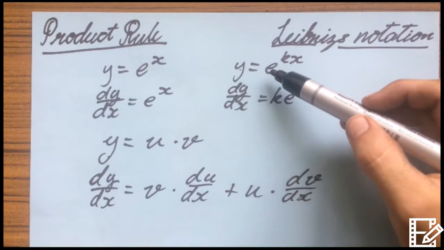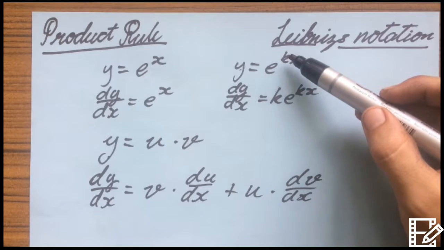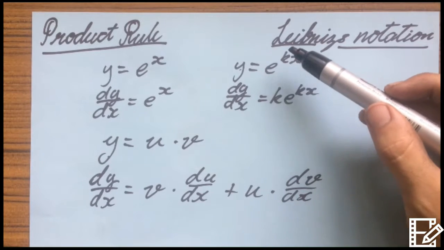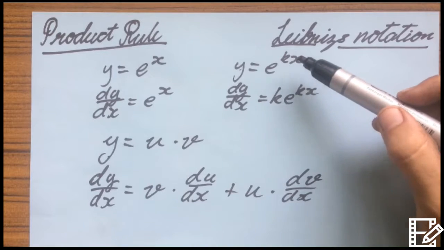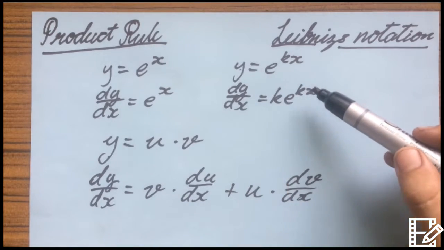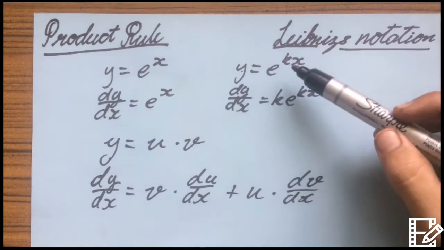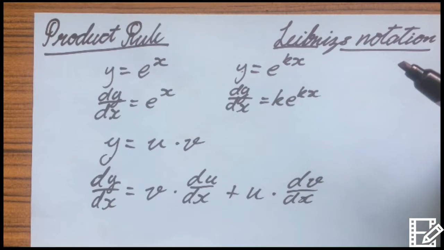When y is equal to e to the power of a number times x, in this example it's k, so it's e to the power of kx. When you derive that, you get ke to the power of kx. I have a video on the chain rule that explains how you get that, but that's how it's done, and that's how we will do it.